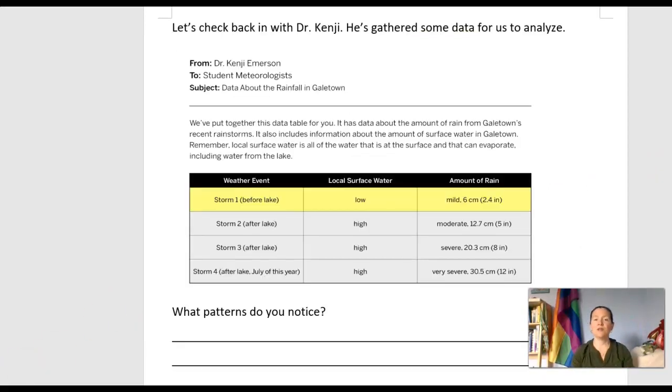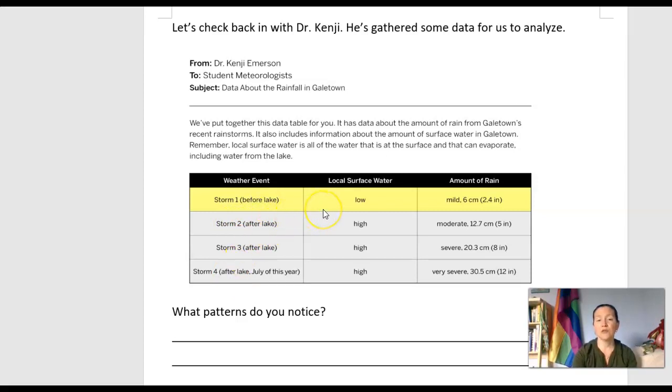Let's check in with Dr. Kenji. He has gathered some data for us to analyze. Remember, he's the forensic meteorologist that has been studying what's going on with these storms. I see in this chart that it's got 4 storms listed. Storm 1 has some data right here, before the lake. Storms 2, 3, and 4 are all after the lake was built.